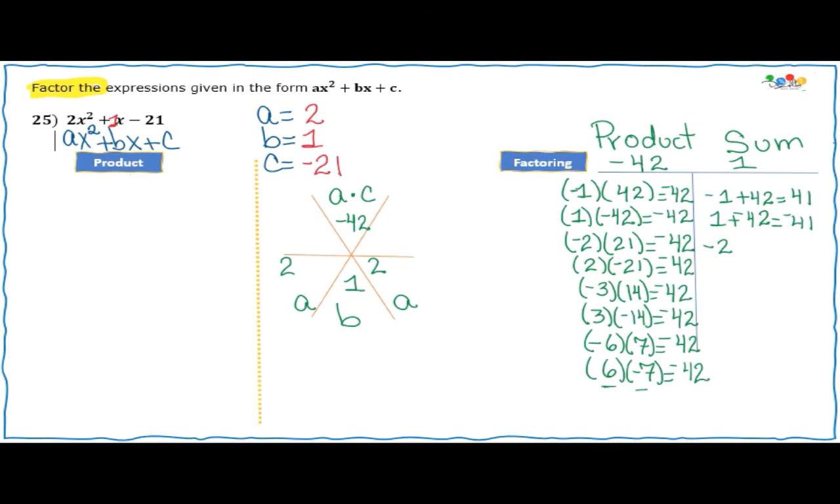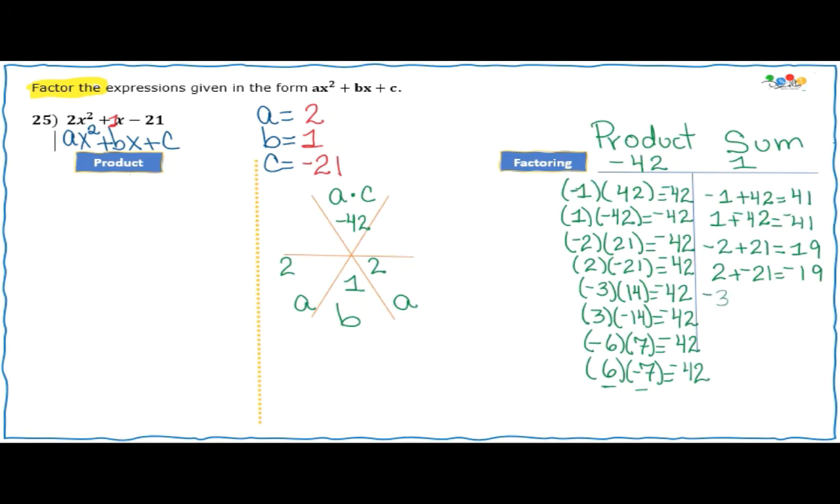And I know what you're saying, Miss, I'm never going to get a 1. Well, it's possible that sometimes we don't find the 1, but that's another lesson, right? In this question, more than likely, we will find it. So -2 plus a positive 21, I do get a positive 19. Then I'm going to change the 21 to a negative 21. So I get now a negative 19.